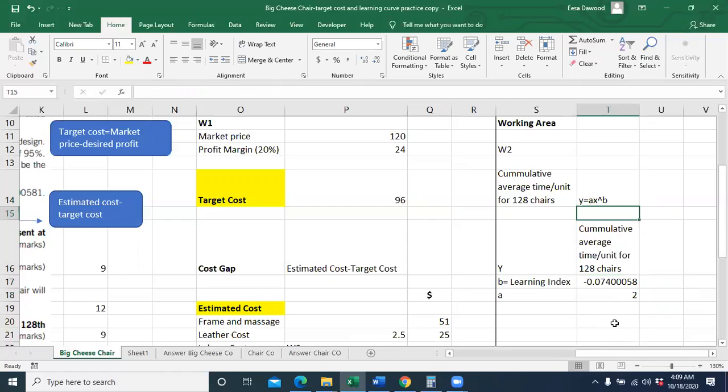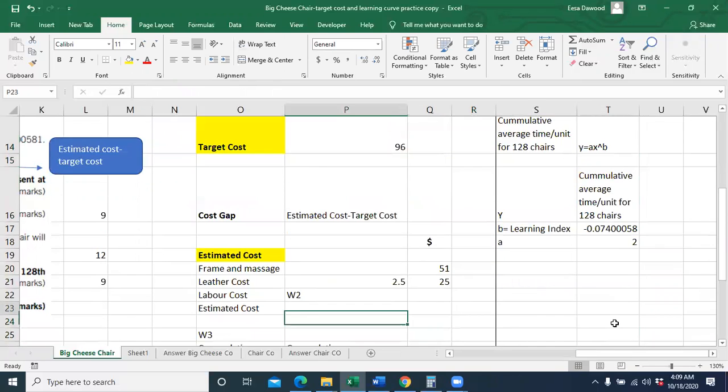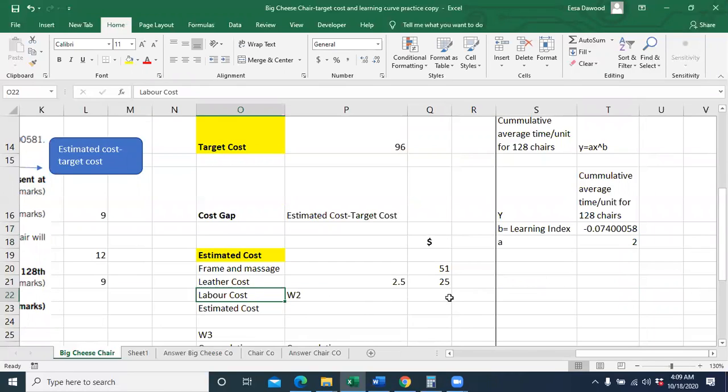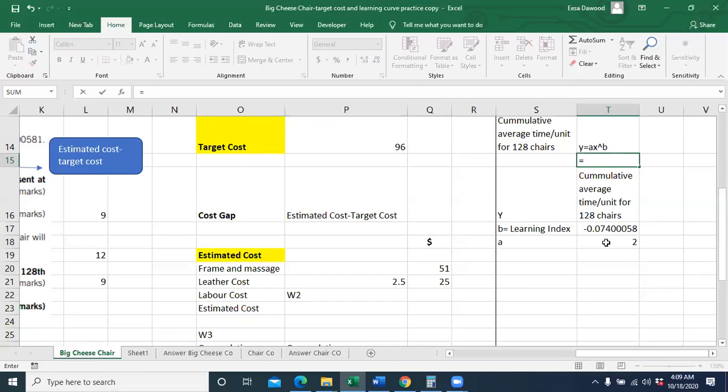Okay. Now by using the formula, I can calculate the time for 128 and then multiply it with the rate, which is 15 per hour. I'm going to be able to calculate my labor cost, and then I'll be able to calculate the estimated cost and see whether there is any cost gap or not. So see how I'm going to apply the formula here. A is this, into 128, raised to the power this, okay. I could fix two things as well, that we will be needing in section C.